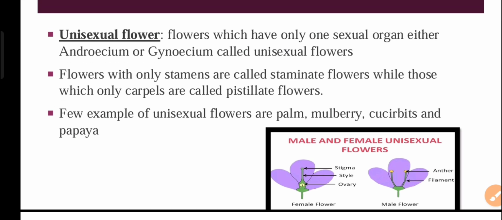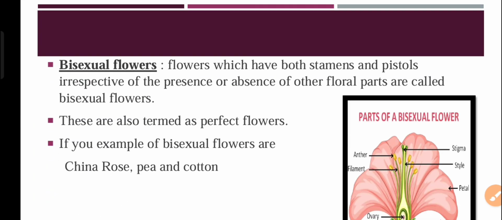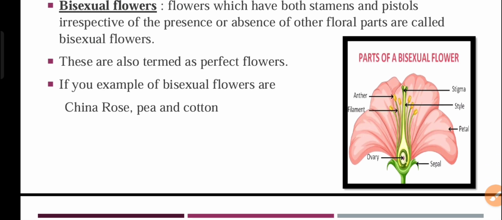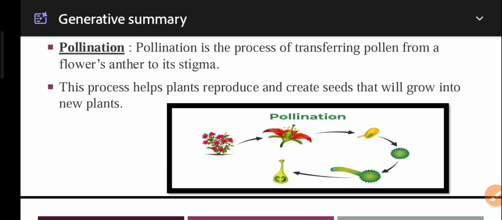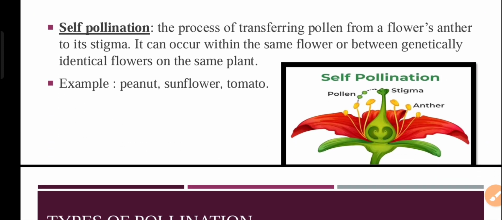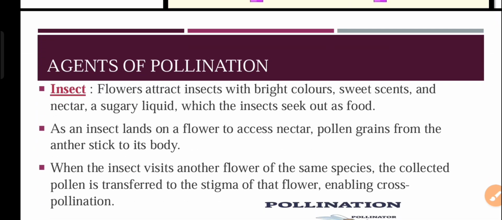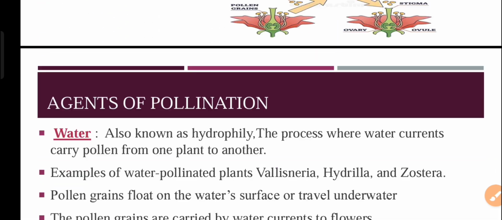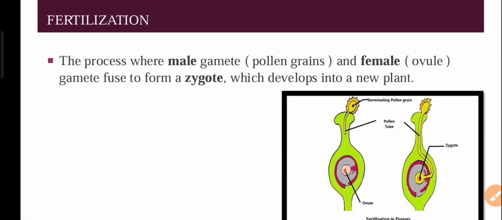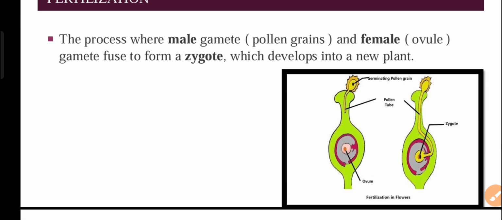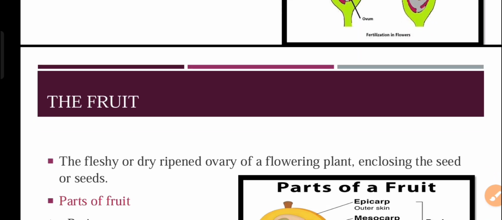And coming to the types of flowers, based upon the presence of sex organs, there are unisexual flowers and bisexual flowers, and based upon the presence of floral parts, we can differentiate complete and incomplete flowers. Also, coming to pollination, there are different types: self pollination and cross pollination. And then agents of pollination: insects, water, wind, animals. And then fertilization, the process in which male and female gametes fuse to form a zygote.